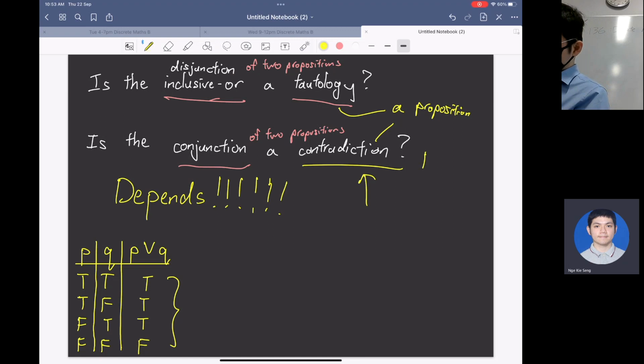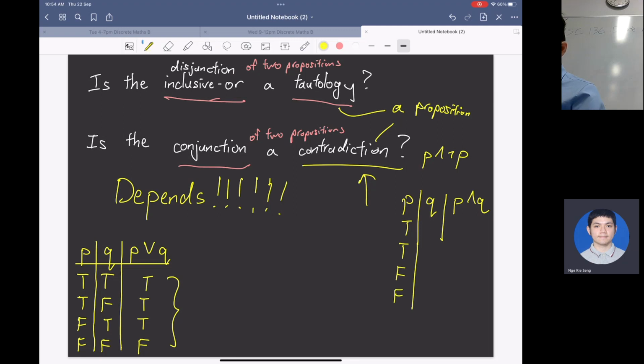So I proved to you that P and not P is a contradiction. But in general, what's the general pattern here? The general pattern here is true, false, false, false.